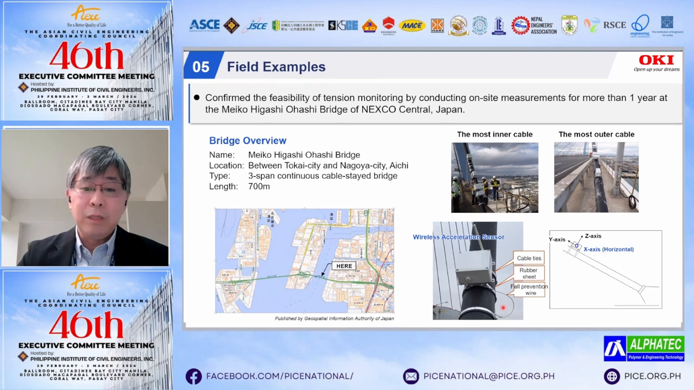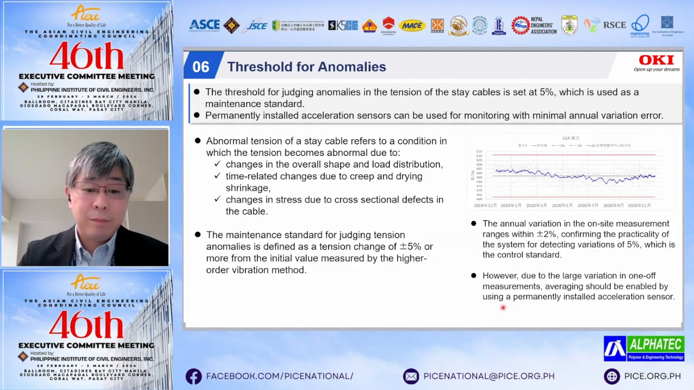eliminating the need for wiring and simplifying the installation. Changes in shape and load distribution, as well as creep and dry shrinkage, and some cross-sectional defects in the cable can lead to abnormal tension in the stay cable. The threshold for judging anomalies in tension during maintenance checks is a change of plus or minus 5% or more from the initial value as measured by the higher-order vibration method.